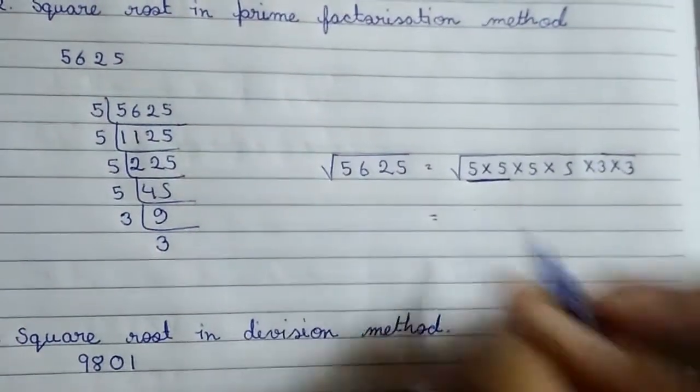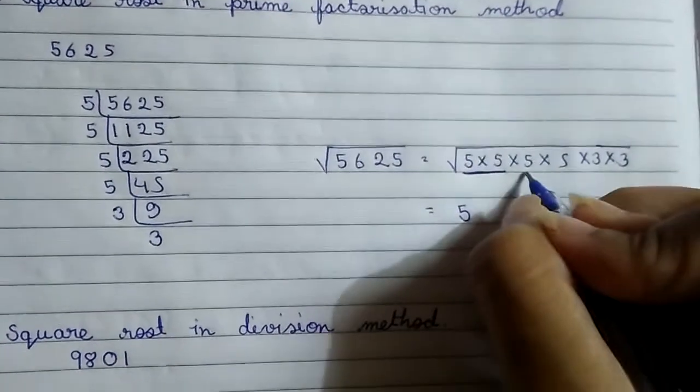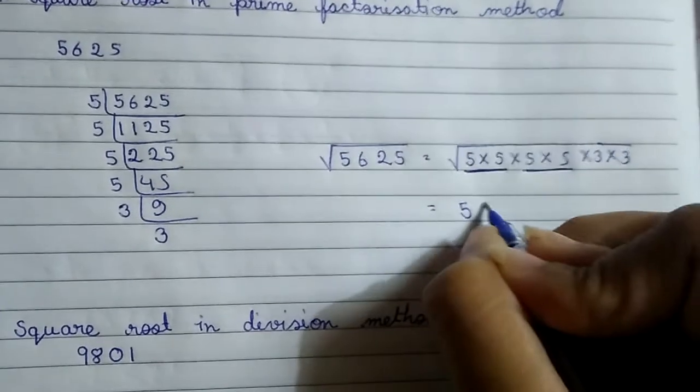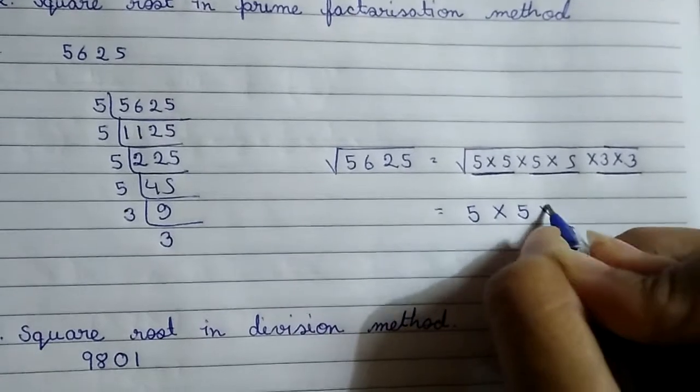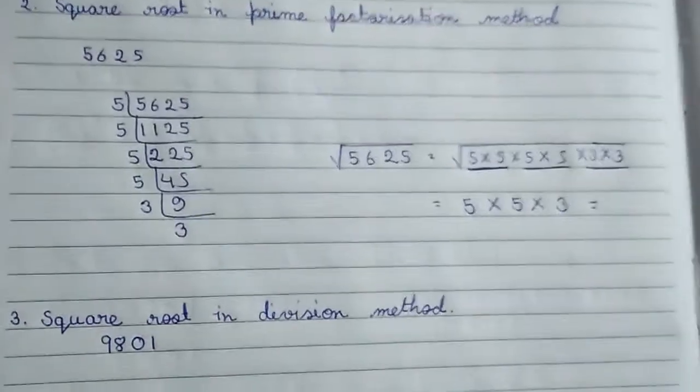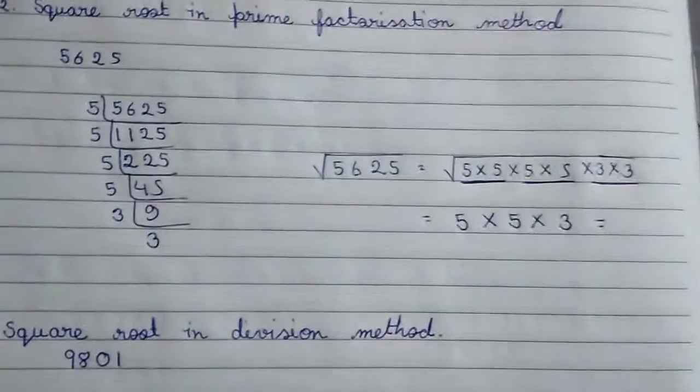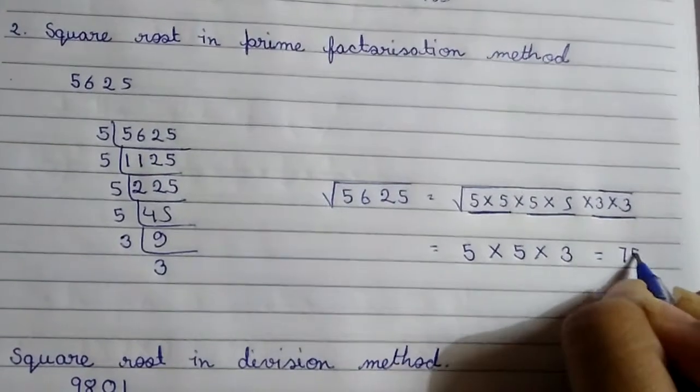That means 5 into 5 is one pair, we will take one 5. This 5 into 5 is another pair, so we will take another 5. And 3 into 3 is a pair, so we will take 3. Now 5 fives are 25 and 25 threes are 75. So the square root of 5625 is 75.